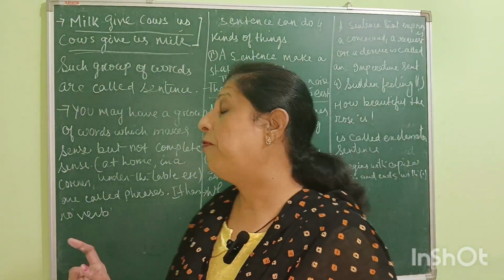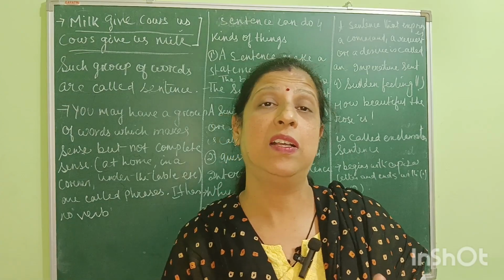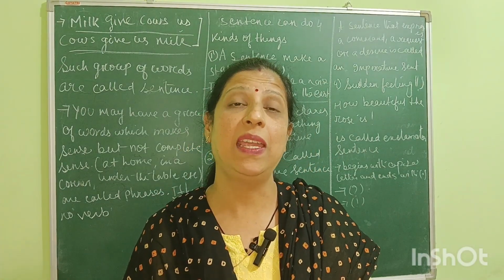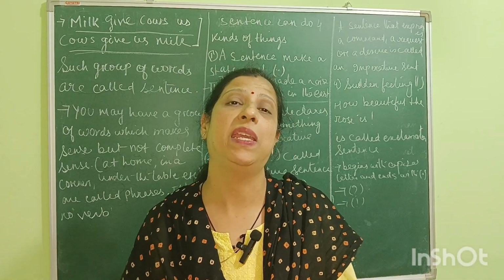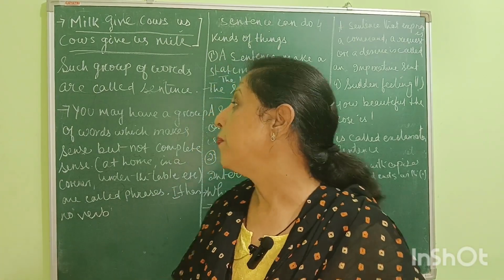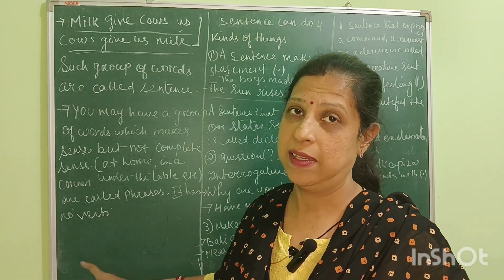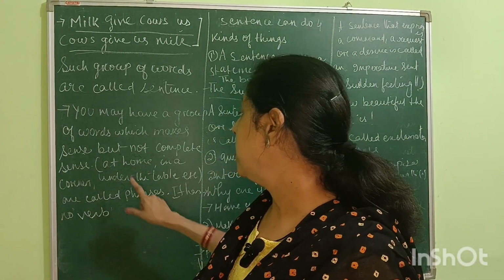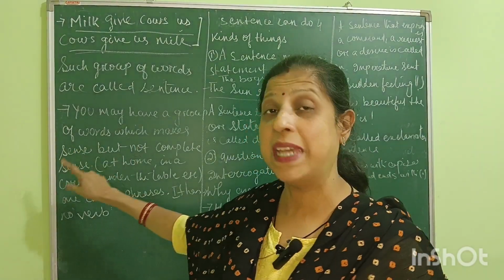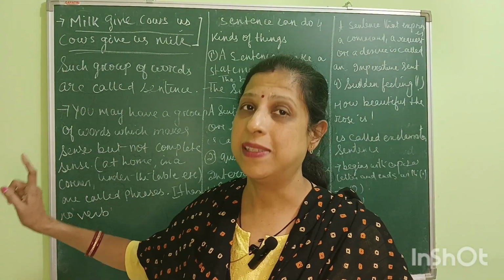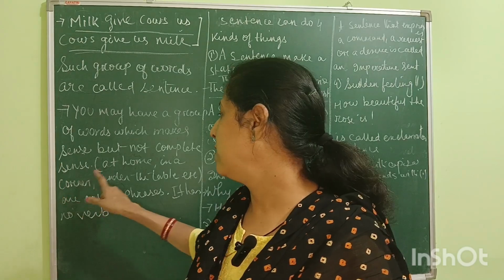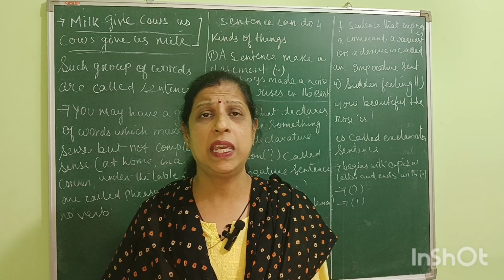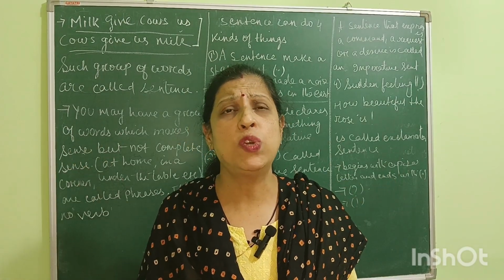Children, remember, a phrase never has a verb. And it doesn't make a sentence. It makes some sense, but it doesn't make a sentence. Okay, so they are called phrases. These groups of words are called phrases because they make some sense but not complete sense. What does it mean when I say "at home," "in the corner," "under the table," "on the roof"? What does it mean? To whom am I saying?